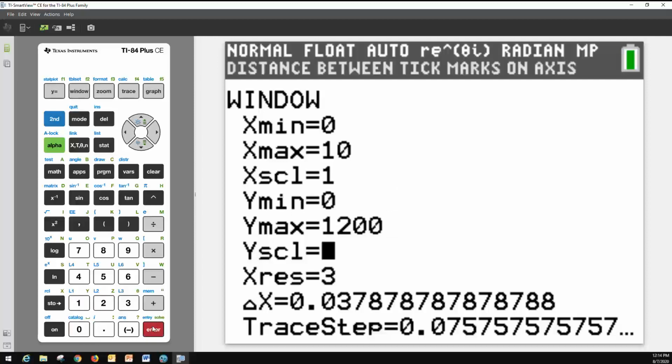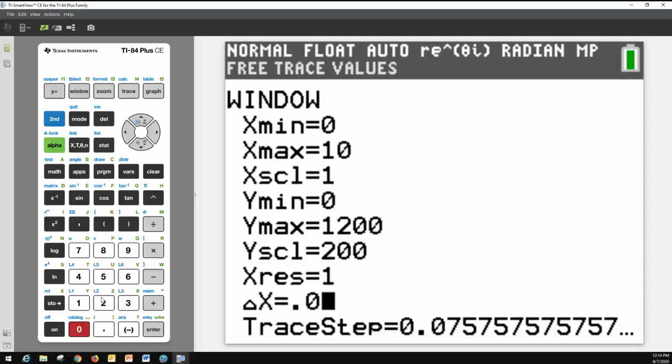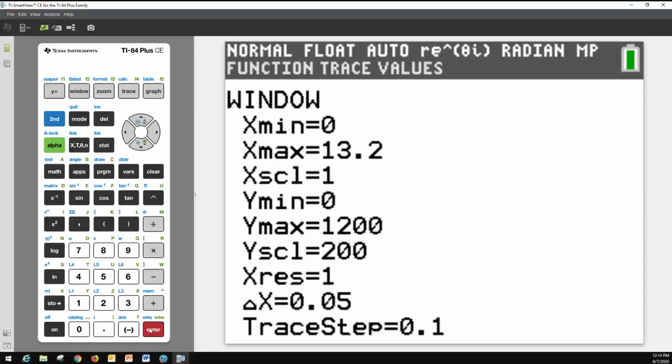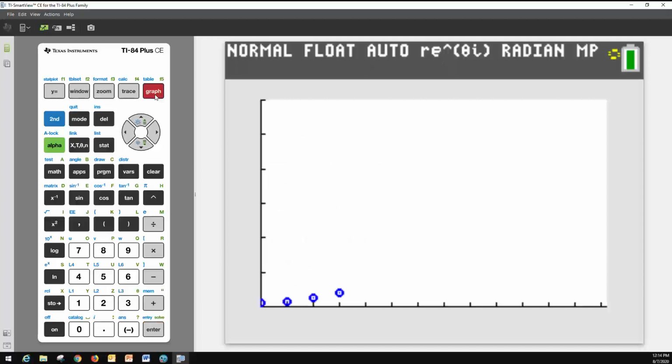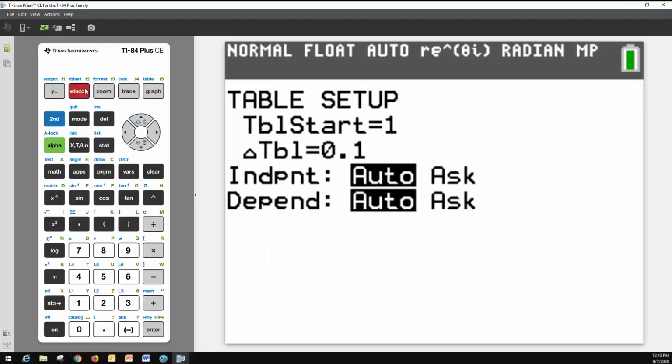Now I'll set the Y scale at 200 and the X resolution at 1 and delta X at 0.05. You'll notice that changes our X max, but it allows us to do a much better trace. So we can watch our graph slowly generate. It's discrete because of the individual steps. You can also have a look at this as a table of values. To do that, let's have a look at the table settings so that we can increment them in steps of 1. That is our delta table. And now let's have a look at the table of values.